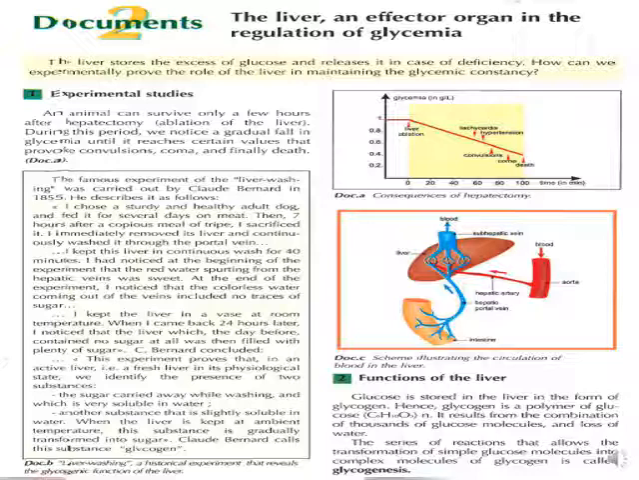During this period, we notice a gradual fall in the glycemia until it reaches certain values that provoke convulsions, coma, and finally death. So, before the ablation of the liver, the glycemia level was the normal one. It was 1 gram per liter. After liver ablation, after the removal of the liver, glycemia starts to decrease.